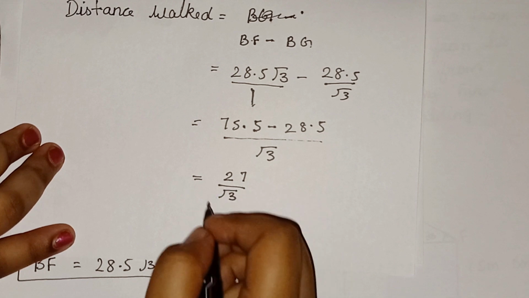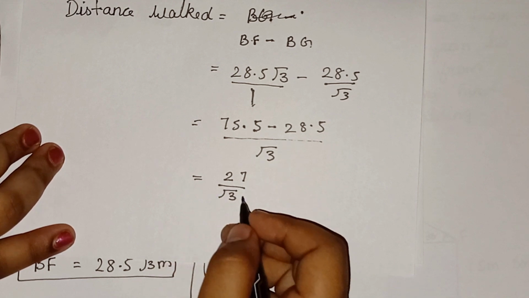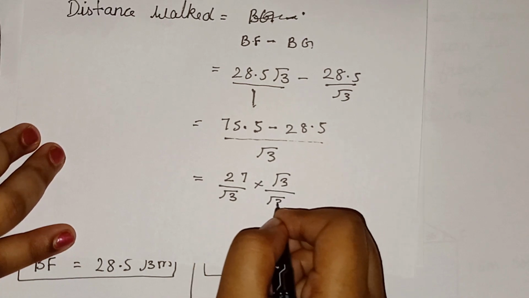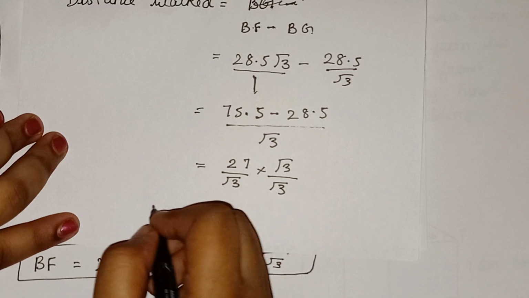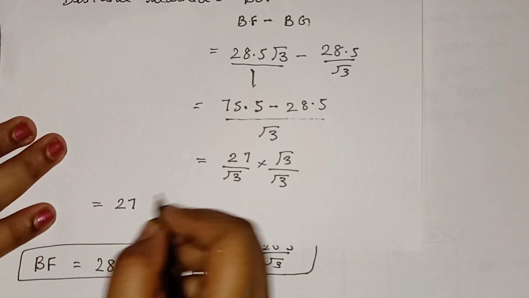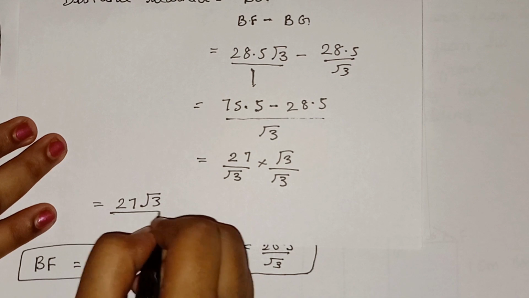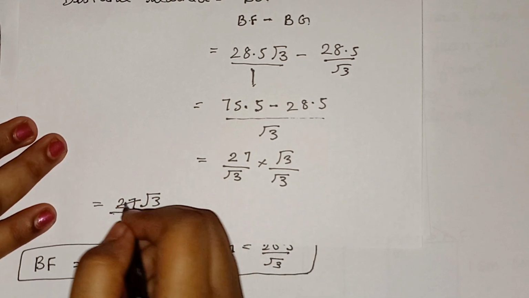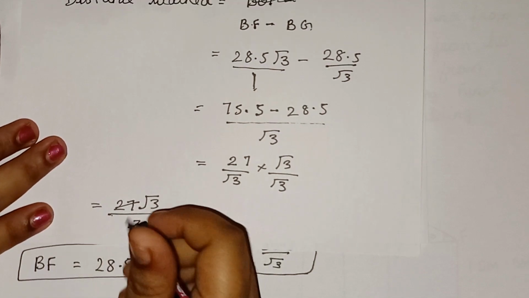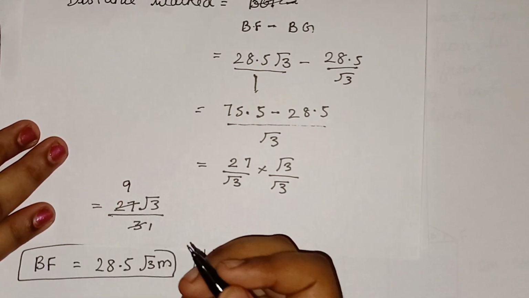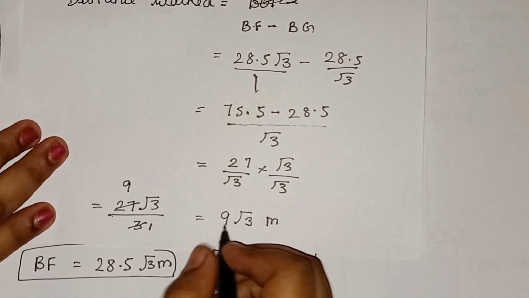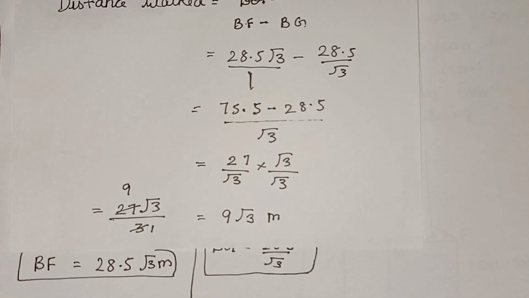Since you know we should not have root 3 in the denominator, let us multiply by root 3 divided by root 3. So it is equal to 27 root 3 divided by root 3 into root 3, which is 3. Cancel. 27 we get in the 3 table: 9 threes are 27. So it is equal to 9 root 3. So the boy traveled 9 root 3 meter. This is the distance.